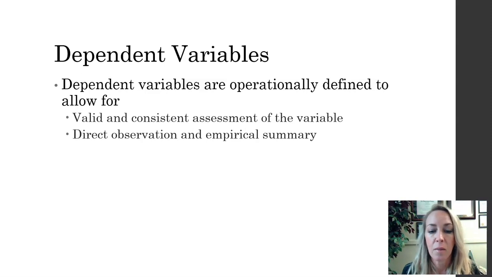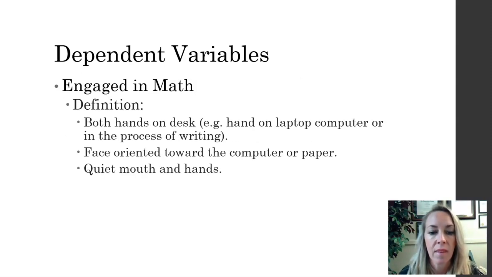Frequency of head hits per minute. Not frequency of helping behaviors or aggressive behaviors. We need to have a way to consistently assess behavior across ourselves over time and across other people. So my idea of helping behaviors might be different from another person's. Dependent variables are operationally defined.